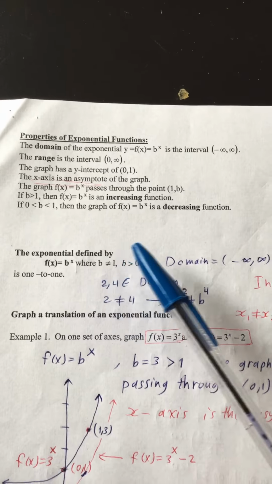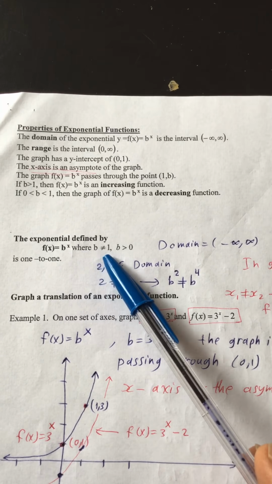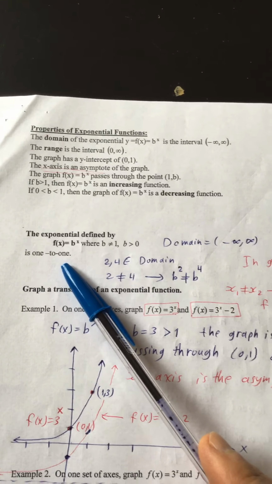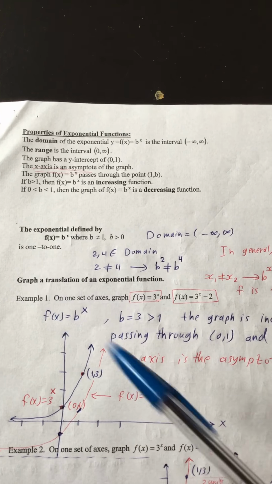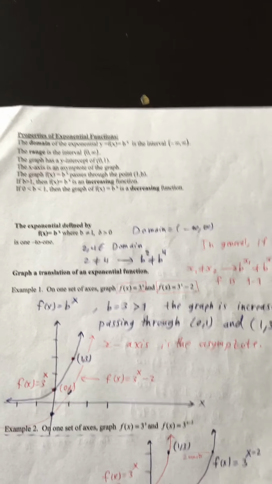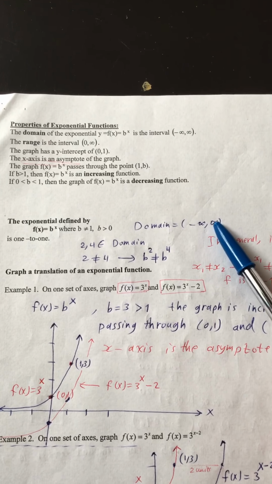Also, the exponential function defined by f(x) = b^x, where b is not equal to 1 and b is greater than 0, is a 1-to-1 function. So let us prove that this function is 1-to-1. We know that the domain of the exponential is minus infinity to infinity.